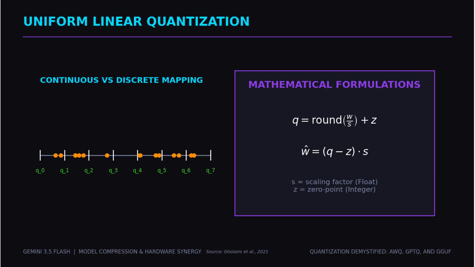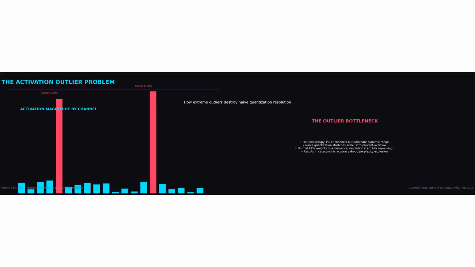However, neural networks contain activation outliers, highly critical feature channels with values up to 100 times larger than average. Naive quantization scales the entire tensor to accommodate these outliers, crushing the resolution of normal weights. To preserve intelligence, we cannot treat all parameters equally. We must either isolate these outlier activations or dynamically adjust weight scales to protect them.